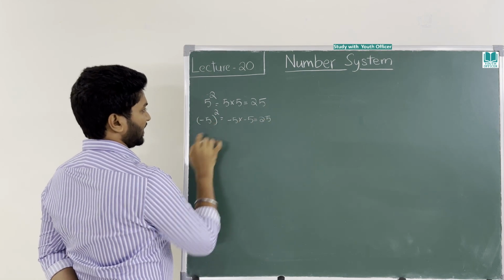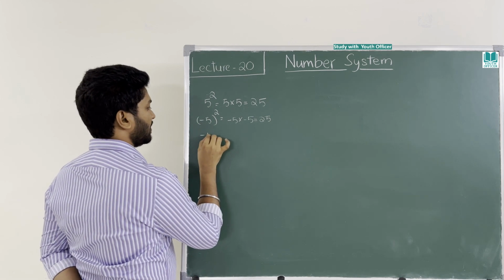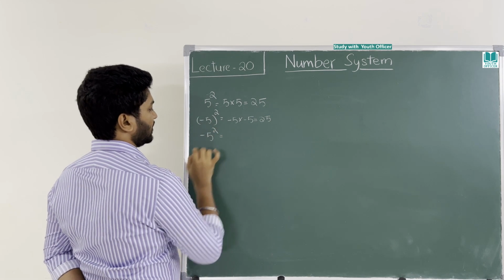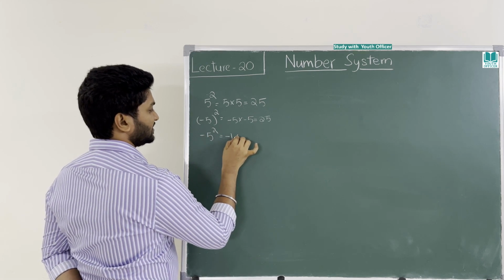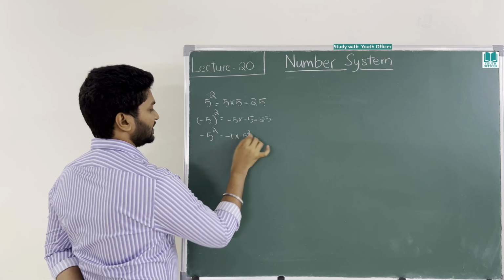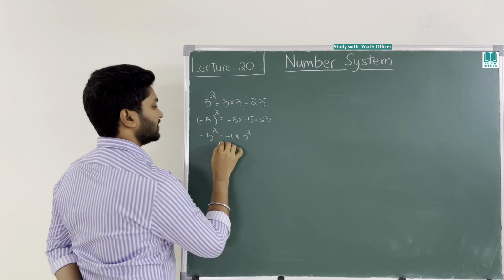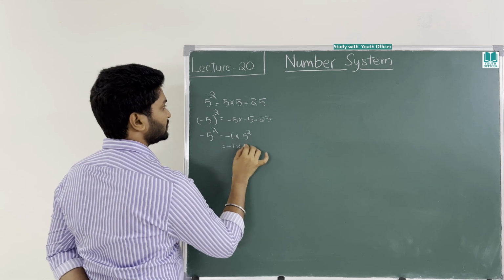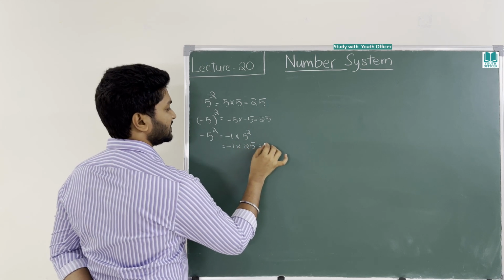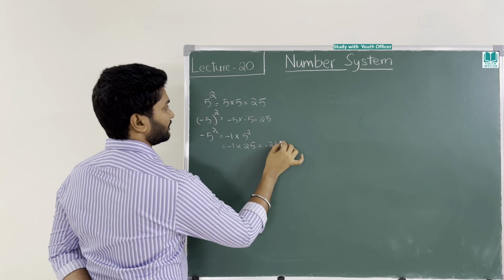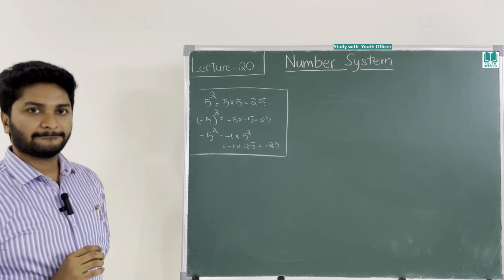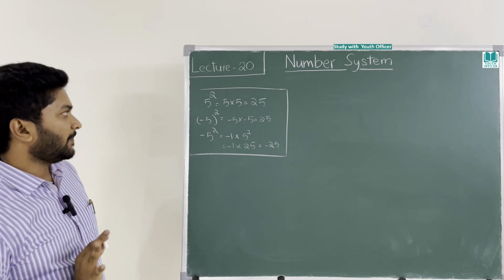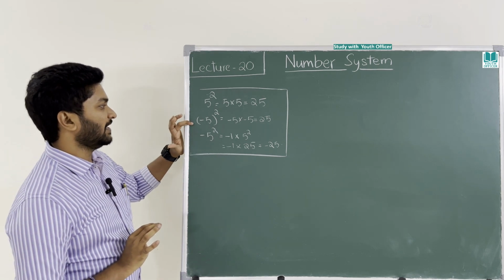If I don't put the brackets, what will happen? Minus 5 square. That means minus 1 into 5 square. This is the meaning: minus 1 into 5 square. That is minus 1 into 25, which means this is minus 25. You have to write it properly. 5 square is 25, minus 5 whole square.